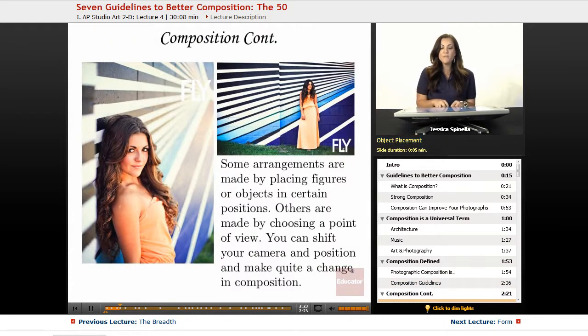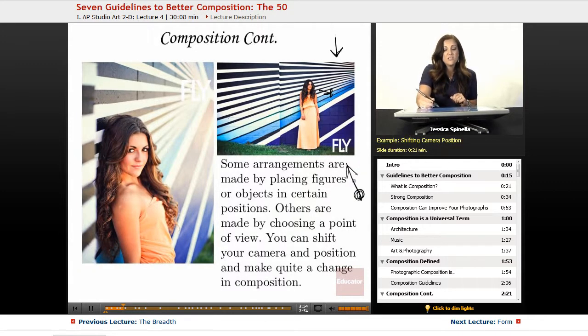All right, so some arrangements are made by placing figures or objects in certain positions. Others are made by choosing a point of view. You can shift your camera position and make quite a change in your composition. In this picture right here, I was actually the photographer. This is my business. I shoot high school seniors. As I was taking this photograph of Eden, I was standing with her facing a little bit to the left, toward the street beside her, and I was standing in this position over here, shooting this direction.